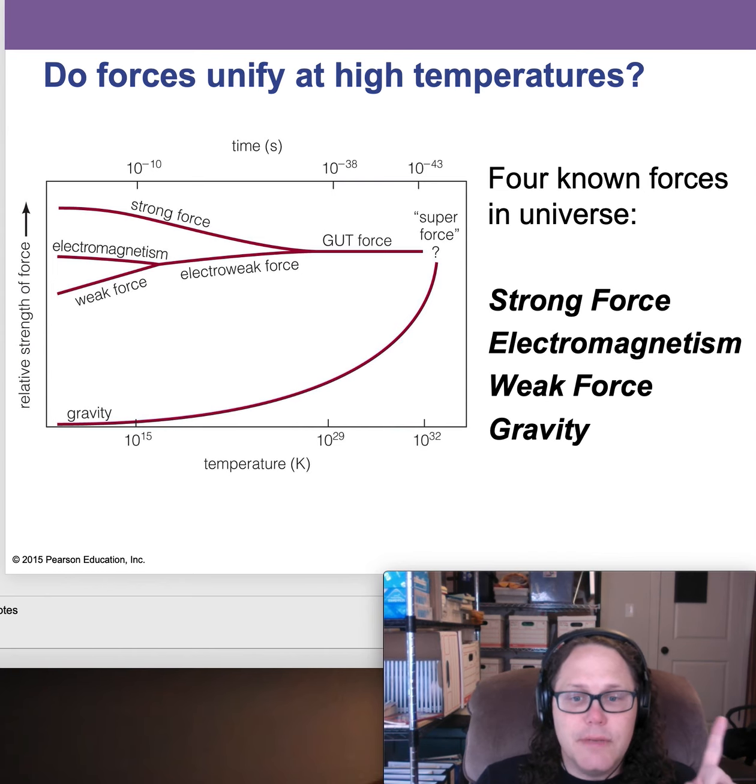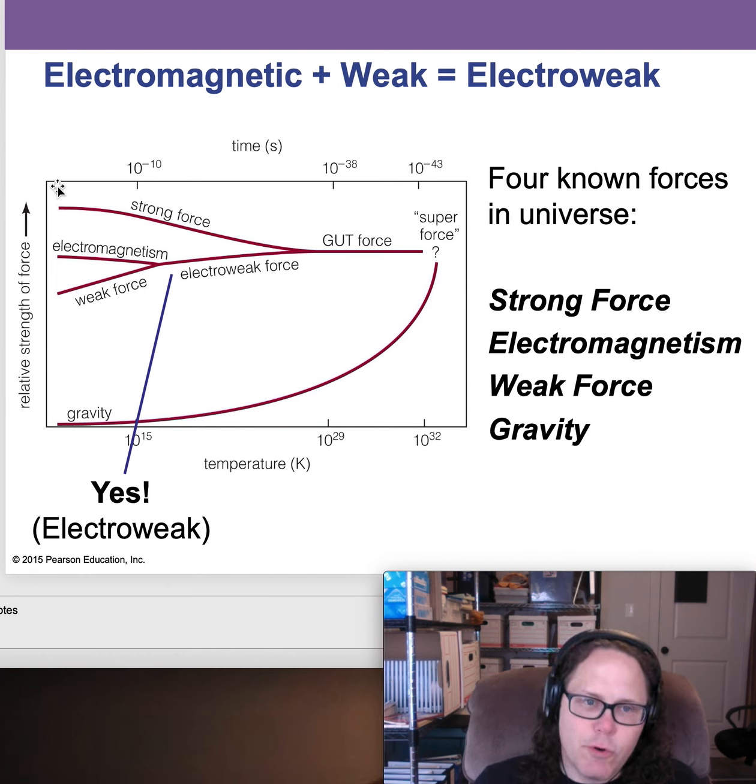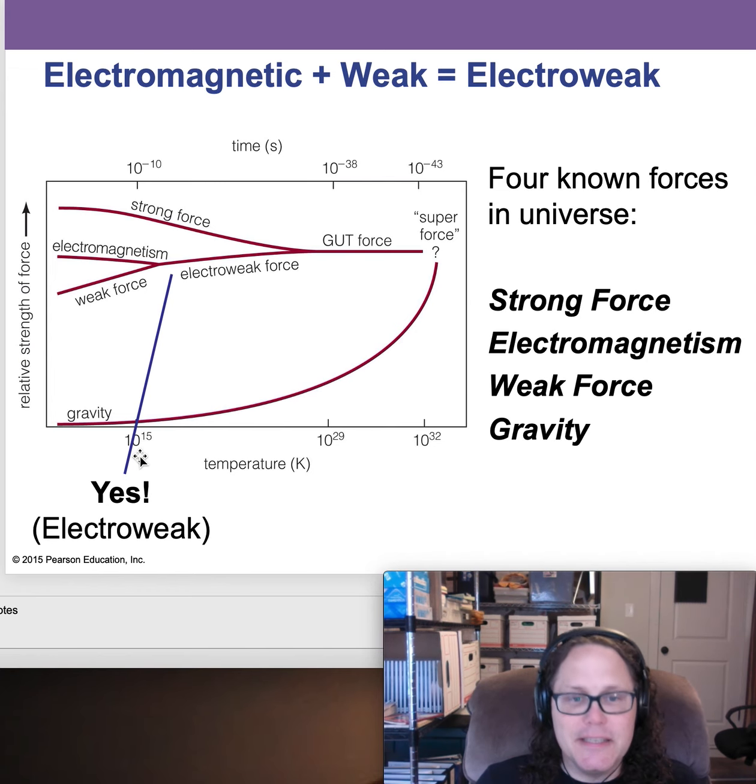Some of this is known through experiment. Some of it is only theorized. Let's separate those. What we're seeing here are the relative strengths of the forces on the y-axis and temperature on the x-axis. Up here is 10 to the 15th degrees. So 10 to the 9th is a billion. 10 to the 12th is a trillion. So 10 to the 15th is 1,000 trillion, or a quadrillion degrees. We can do that in laboratory.